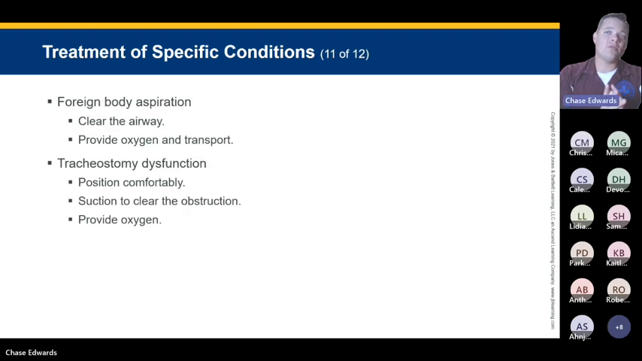All right, foreign body aspiration. Perform the appropriate airway clearing technique specific to that patient's age. You want to provide oxygen and transport for that patient. Tracheostomy dysfunction: position of comfort. You want to provide suctioning to clear the obstruction. Once the obstruction is clear, you want to oxygenate the patient. You can do that through the stoma.